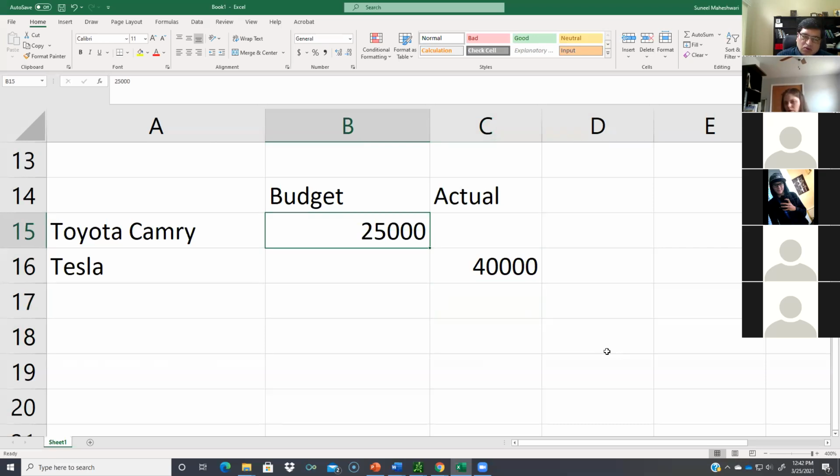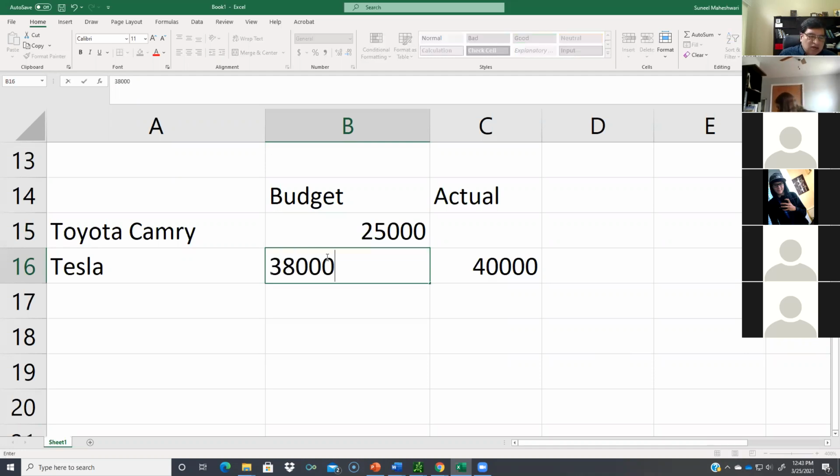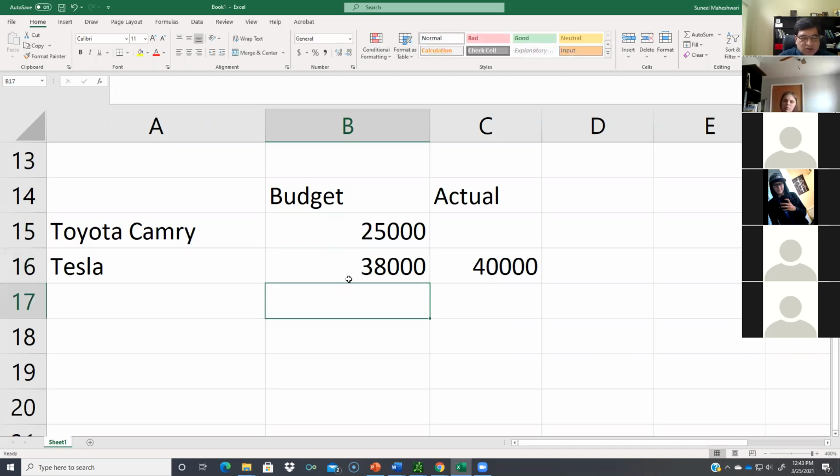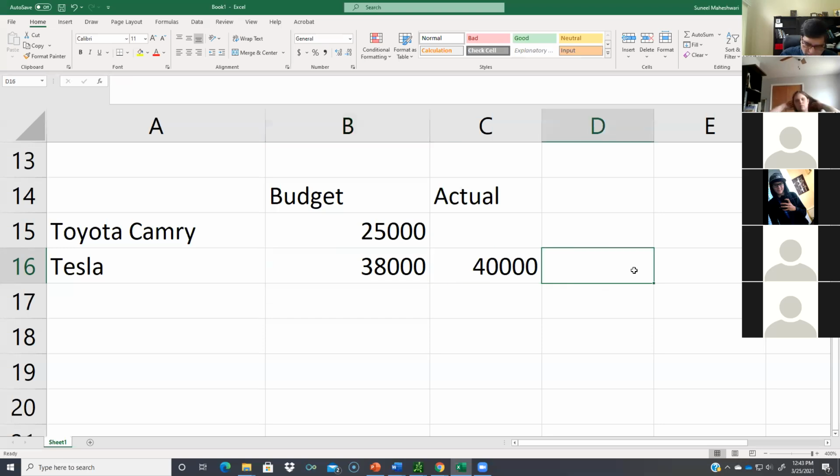Okay, so should you compare the two? I would say no. I would say that they're uncomparable because they're two different cars altogether, right? Yes. So you cannot compare the budget of one to the actual of another. So you probably needed a budget for the Tesla, let's say 38,000 or 35,000, whatever the number is. Then you can say, yeah, you have got a 2,000 unfavorable variance.